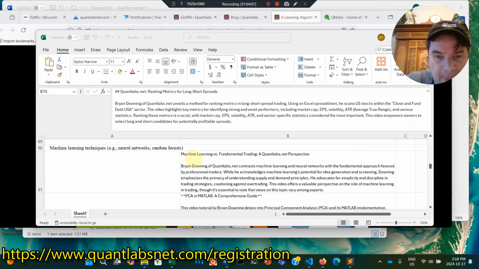Okay, so here we look at machine learning and fundamental trading, and at the time, contrasting machine learning and neural networks with a fundamental approach. And that's how they were used by professional traders at that time. Things have evolved, obviously. Machine learning had potential for idea generation and screening whatever assets you're looking at.